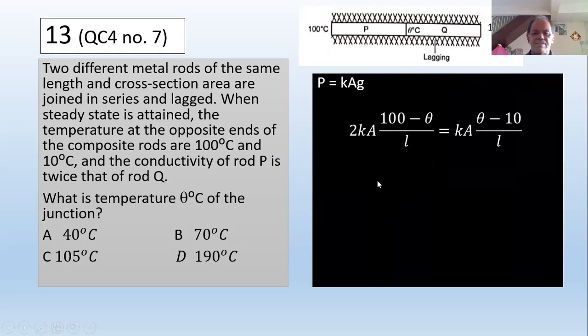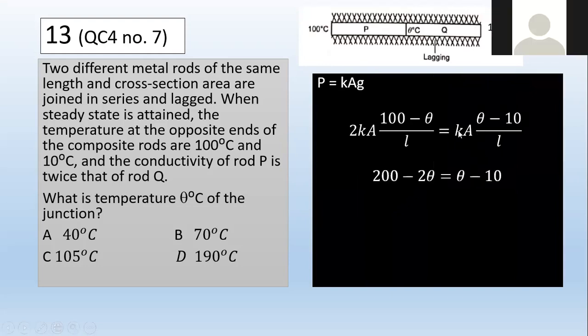Right? The flow rate is the same. You're just playing with the formula. Flow rate is the same. Calculate for P. Calculate for Q. Cancel the common factor. K, A, and L cancel off.